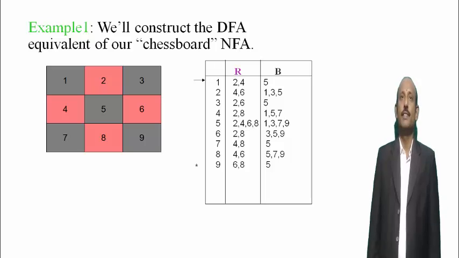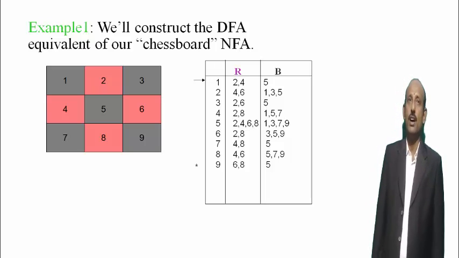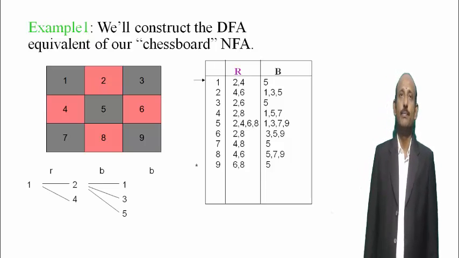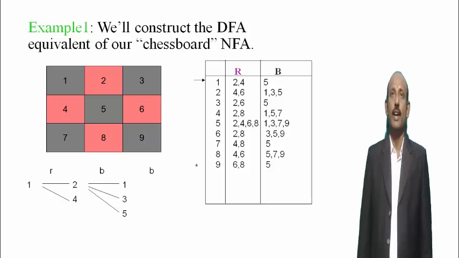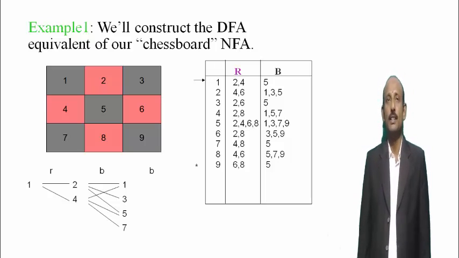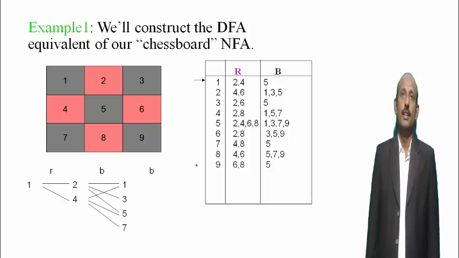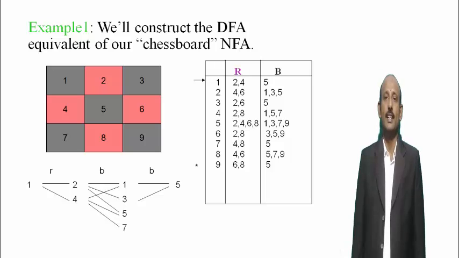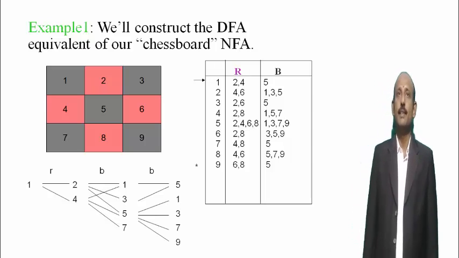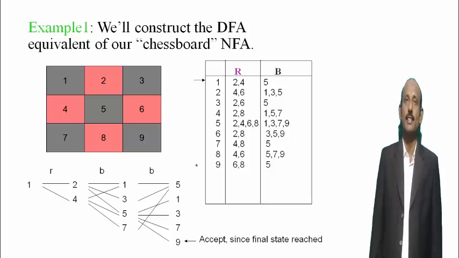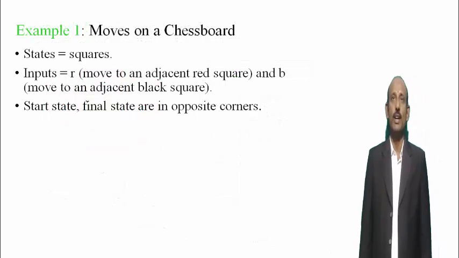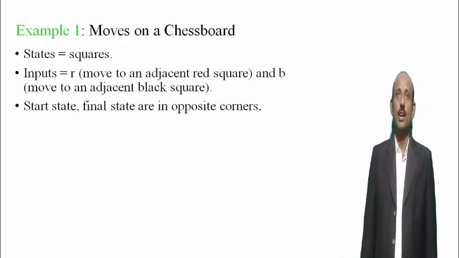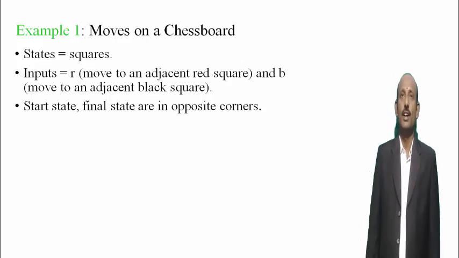In this one, let's take the first state, state 1. On red there is 2, 4, and from 2 there is 1, 3, 5 like that. What I am explaining here, we can represent in this form. Likewise, for every state, the adjacent colors are denoted like that. Now, the example moves: the states are squares and the inputs are R, which moves to an adjacent red square, and B, which moves to an adjacent black square. The start state and final state are opposite corners.